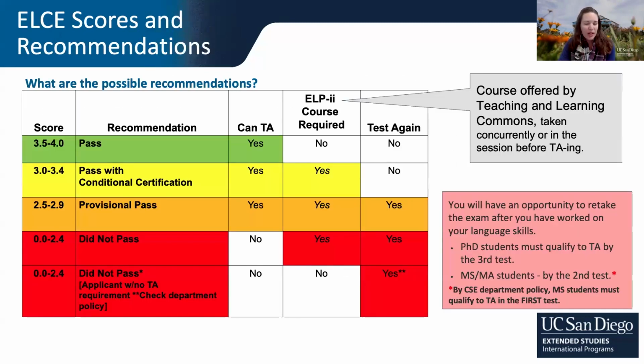The possible outcomes from our ELCE session might be a clear pass. You can see that in green at the top, and this means that you can TA with no restrictions. But we also have other levels of recommendation. A pass with conditional certification does require the support of the course from Teaching and Learning Commons, similar to the provisional pass, which also requires you to retest just to verify that your score has improved.